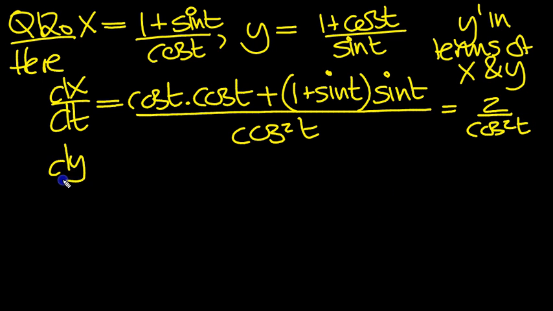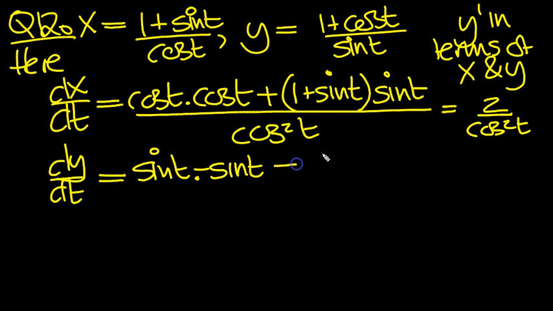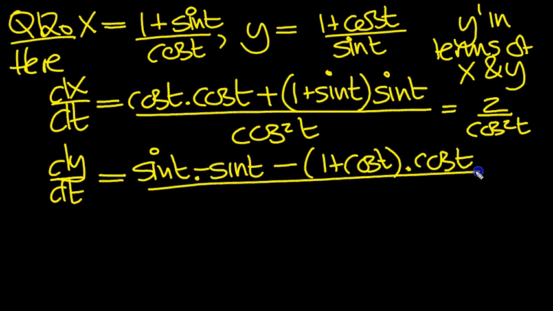dy/dt then is equal to v, so use the quotient rule again, v du/dt, differentiate this, cos goes to minus sine, minus u, which is 1 plus cos, put a bracket around it because it's more than one term, times dv/dt, which is sine differentiates to cos, all over v squared. V is sine t, so it's sine squared of t. So that's equal to then.